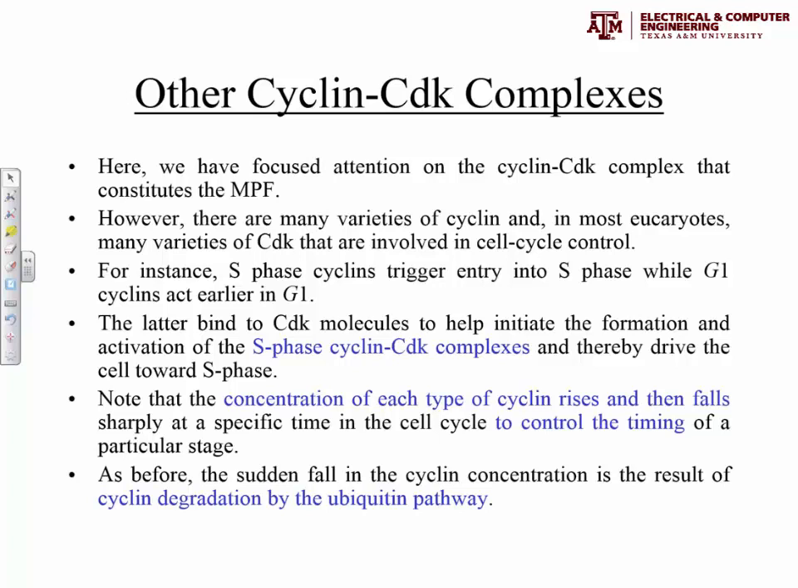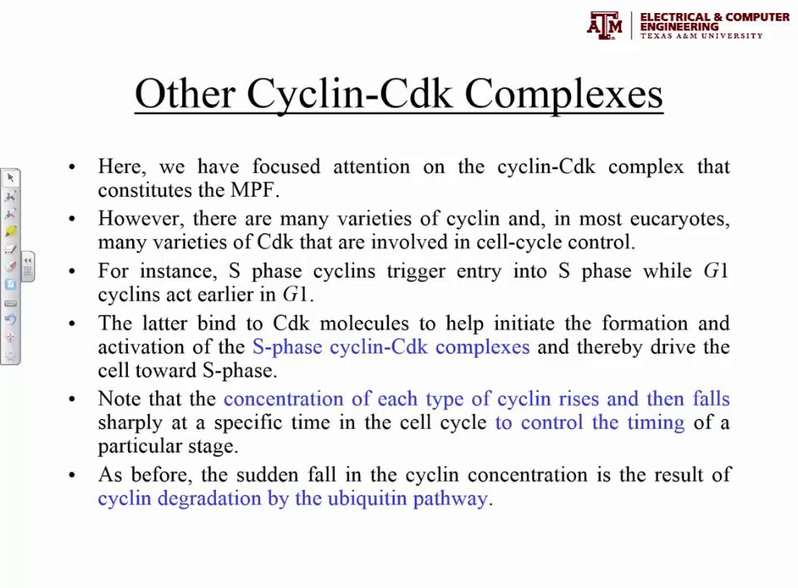For example, S phase cyclins, S is for synthesis, DNA replication. So S phase cyclins will trigger the entry into S phase, while G1 cyclins will act earlier in G1. Again, G1 was gap 1, the gap between M phase and the DNA replication phase. These G1 cyclins will bind to cyclin-dependent kinase molecules to help initiate the formation and activation of the S phase cyclin CDK complexes and thereby drive the cell towards S phase.